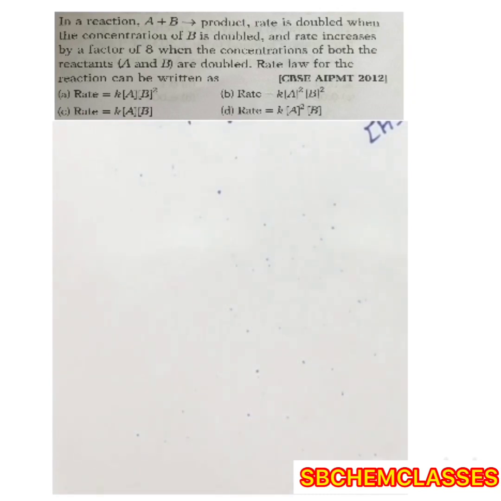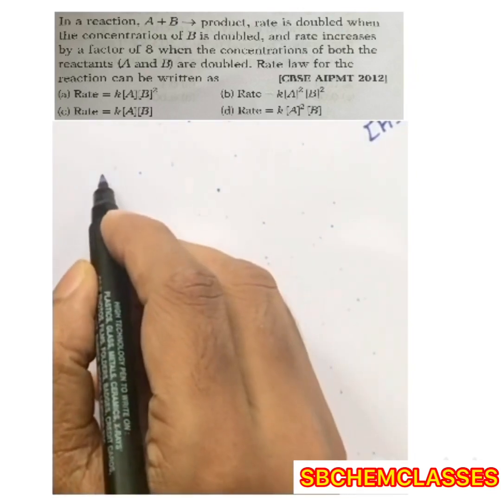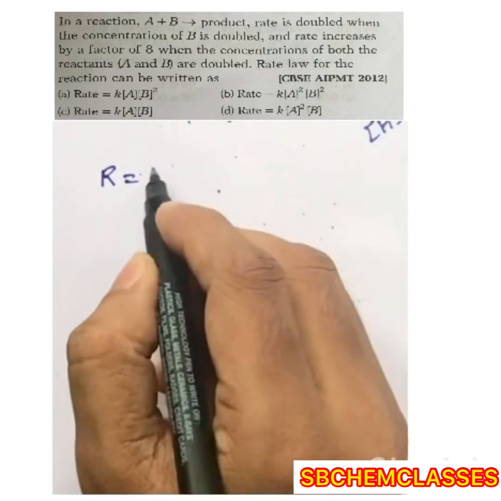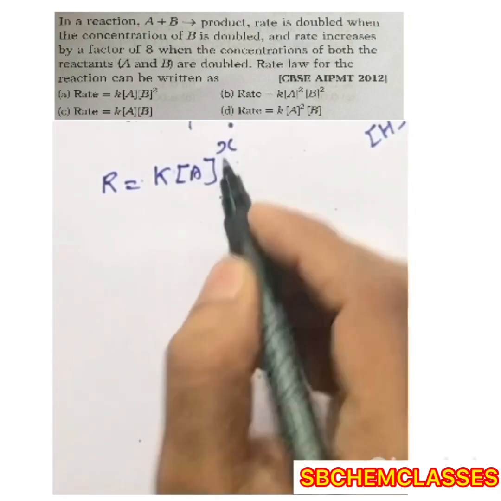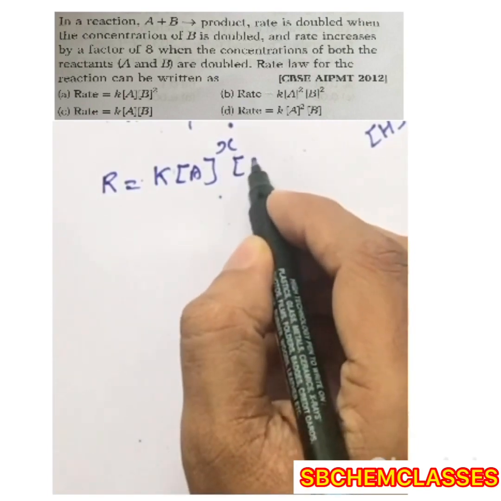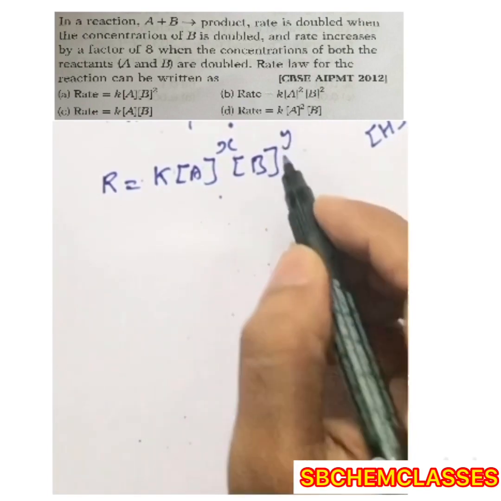In a reaction A plus B becomes product, the rate is doubled when the concentration of B is doubled, and the rate increases by a factor of 8 when the concentration of both A and B are doubled. What is the rate law for the expression? We can write the rate law R is equal to K into concentration of A raised to X into concentration of B raised to Y.